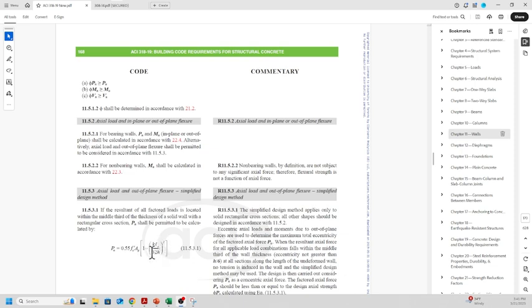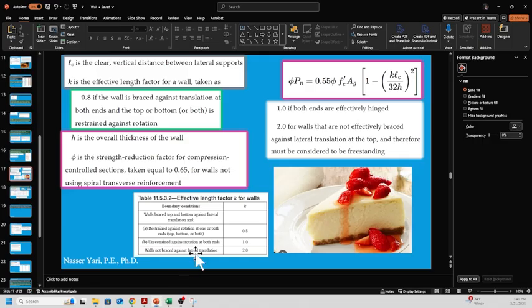Let's look at this, where we get that number 0.8 for KL. I have it in the PowerPoint. There we go, right here. Oh yeah, that looks good. So if you look at the table 11.5.3.2, it says the boundary condition for K. This is like for buckling we did with steel design and timber. If restrained against rotation at one end or both ends, basically fix the bottom, fix the top, it's going to be 0.8. And if it's going to be pin, it's going to be 1. But anyway, let's go back to the writing.